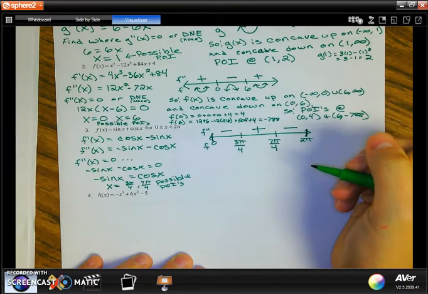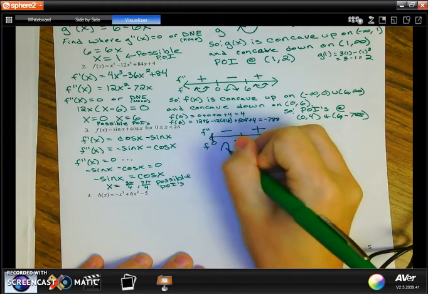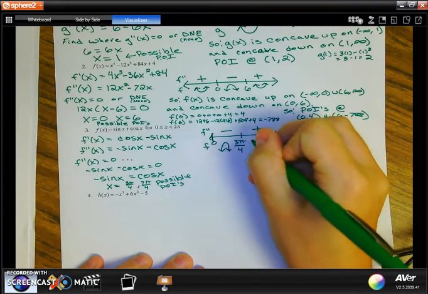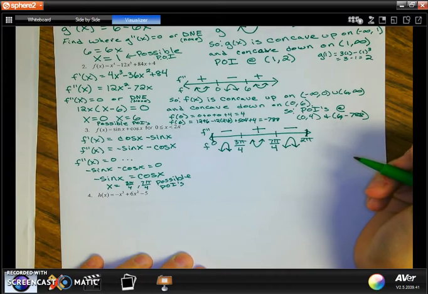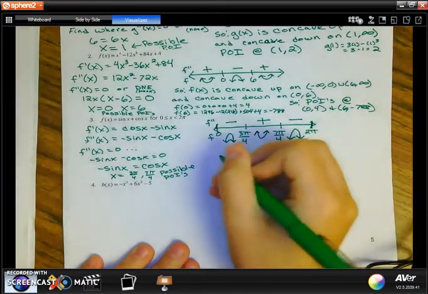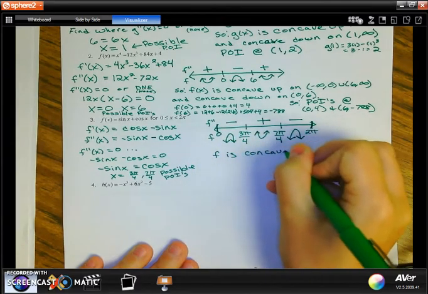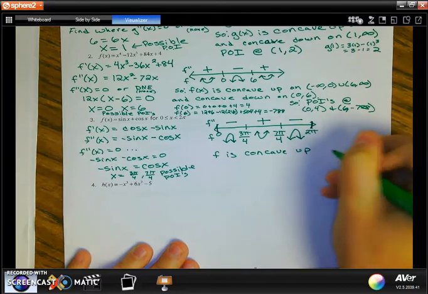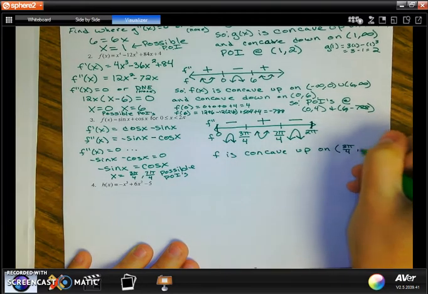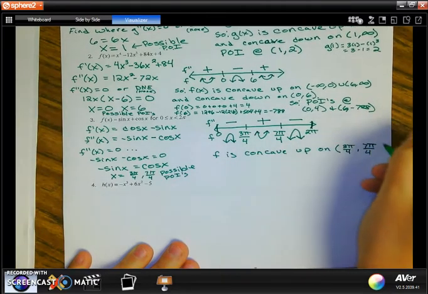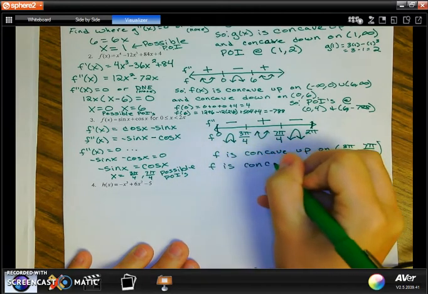Okay. So that tells me that since the second derivative is negative, it's concave down here. Tells me the original is going to be concave up there and concave down again between those. So my conclusion would be that F is concave up on the interval 3 pi over 4 to 7 pi over 4. And I can conclude that f is concave down.